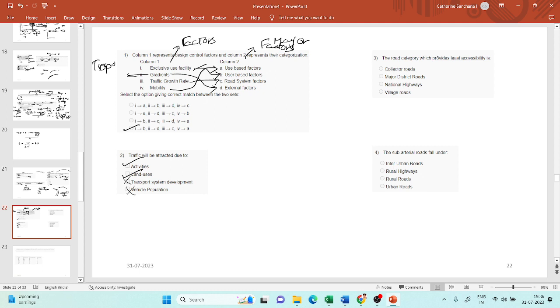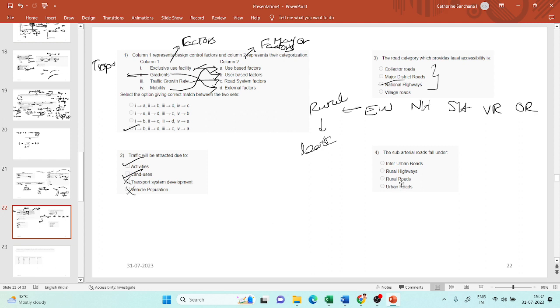Now moving on to the next question, the road category which provides least accessibility. If you remember when I explained for the first 1 hour, I said that expressways, national highways, state highways, village roads and other roads, they all come under rural roads. And these rural roads will have least accessibility. Okay. And they will have more mobility. So among all these roads, national highways will have the least accessibility.